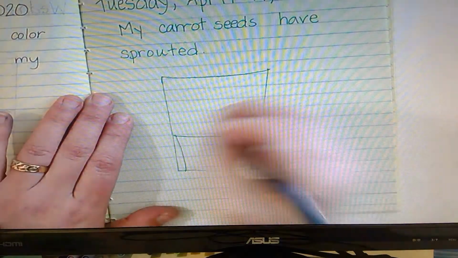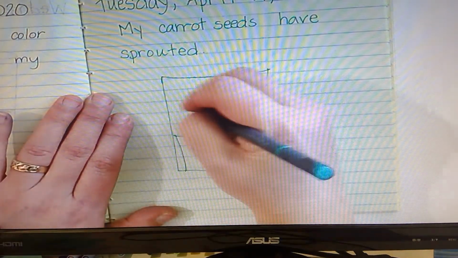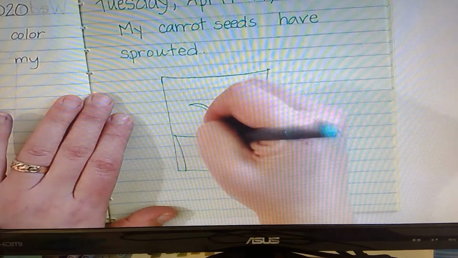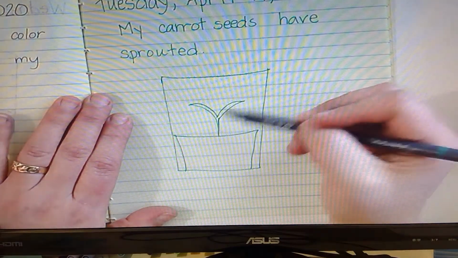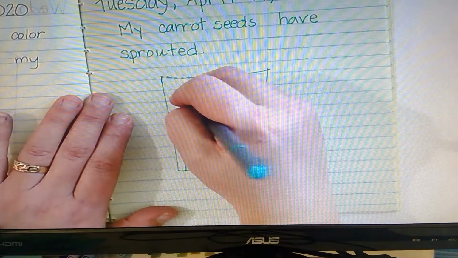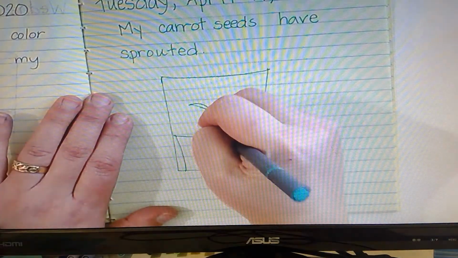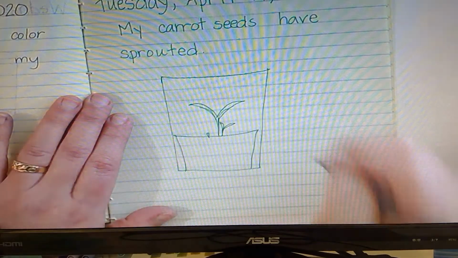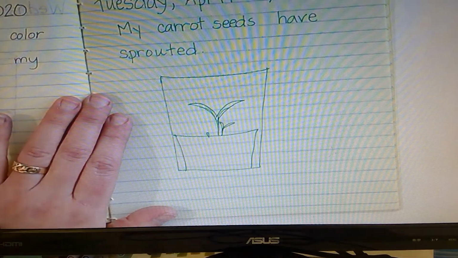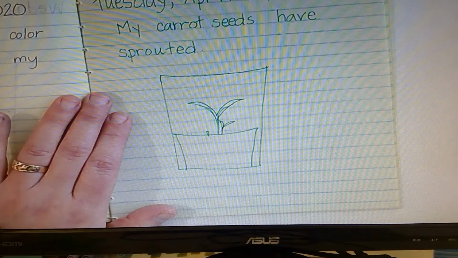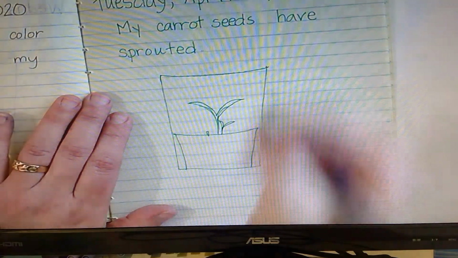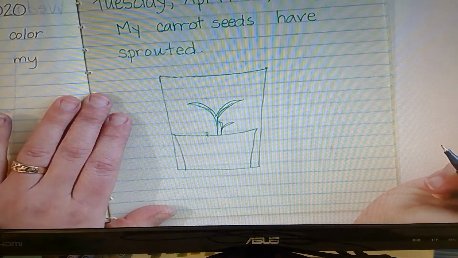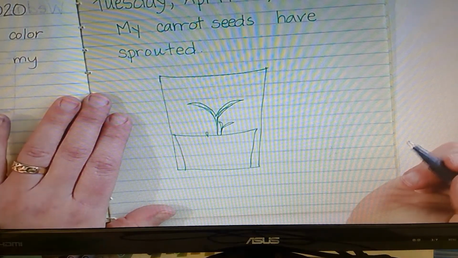Okay. And then out of that little cup is where my carrot seed is coming out. And it has two little sprouts like this. Okay. And I also had a little one come up here. And then there's an itty bitty one popping up like that. And that one doesn't even have two leaves yet. Okay. You can take a little longer, pause the video, make yours look nice, colored if you like. All right. And that's it for our journals.